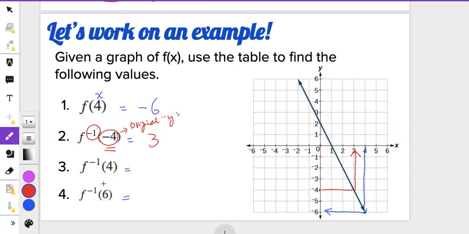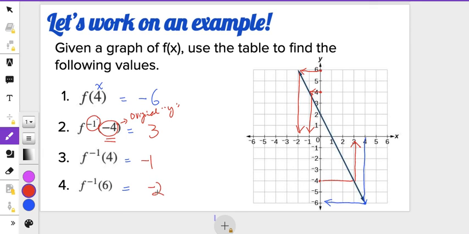Now it's f inverse of 4, so we go to the y-axis 4 here, then trace the graph and go down, and this is our -1. Last one, f inverse of 6: again, you start with y-axis 6, then trace back to the x value, which is -2. Okay, so this is how we use the graph to figure out the values.